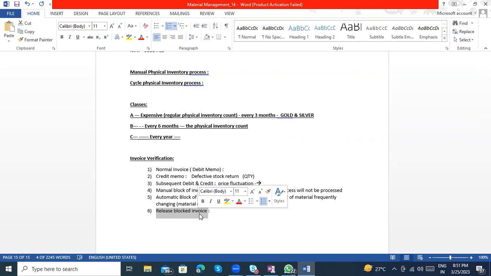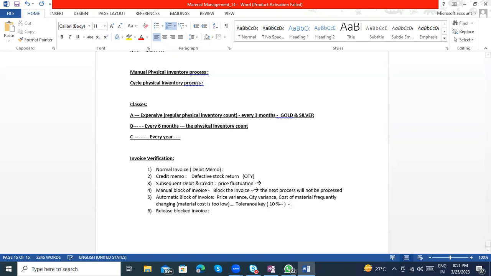So this tolerance limit can be set for the material as well? Quantity, price, and cost, these three things. Yes, cost also you can do.